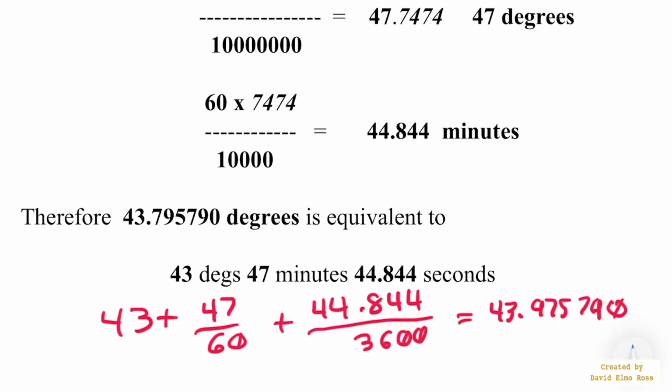To go back the other way, we take our 43 degrees, put 47 over 60, and put 44.844 over 3600, and when we do the math, we come up with 43.795790 as we have here.